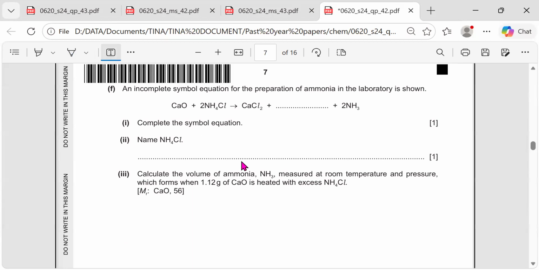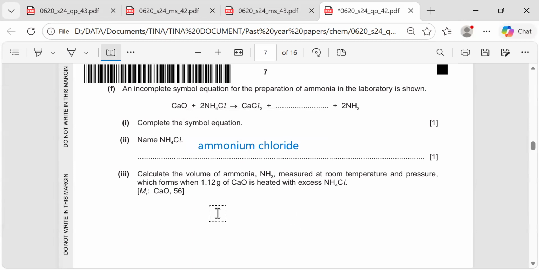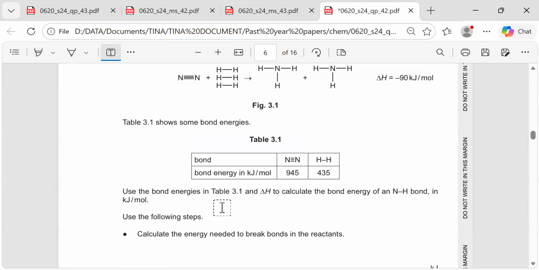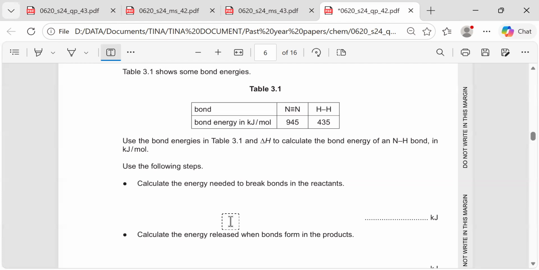Okay, this one is ammonium chloride. Don't get the name wrong. She said the two questions not before. This one. How did you get it wrong? Okay.